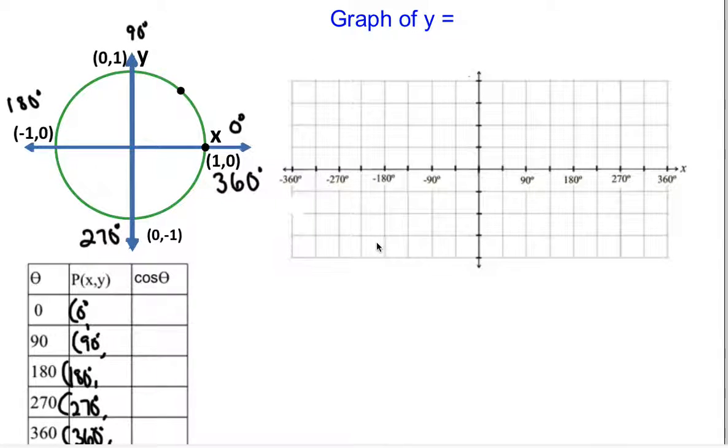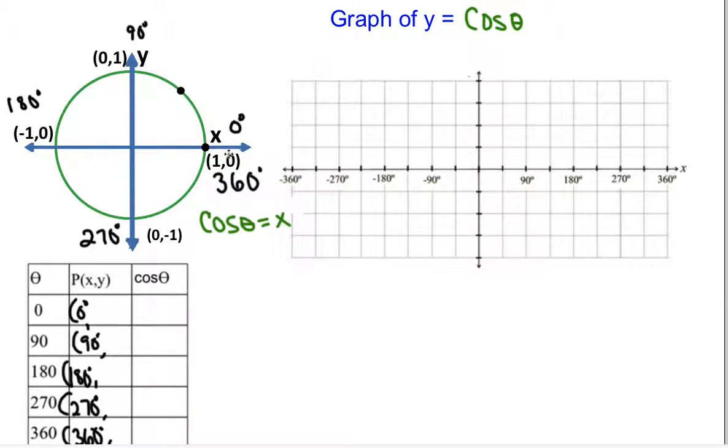Okay, hopefully you did pretty well with the sine function, because now here's a little video on the cosine function. Now, we talked about before that when you look at the unit circle, the cosine is always going to be the x value.